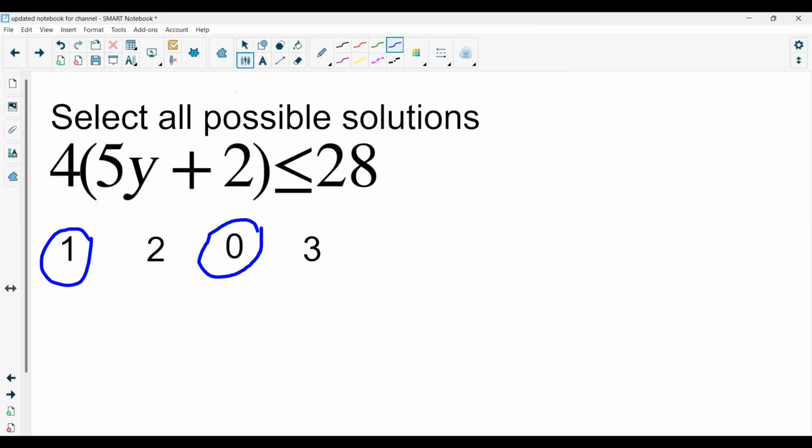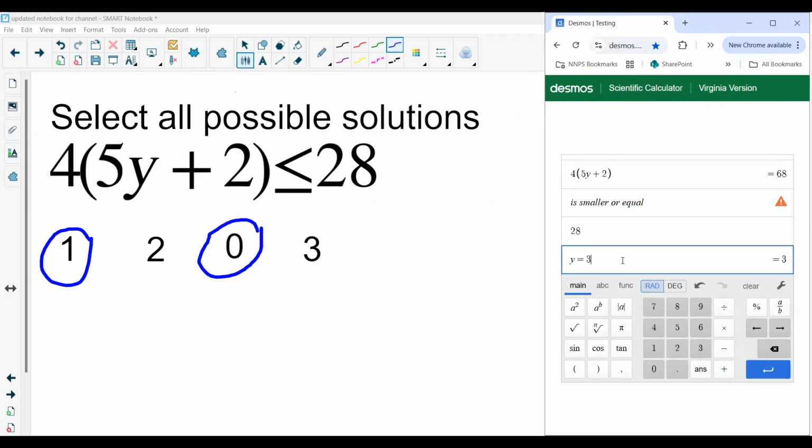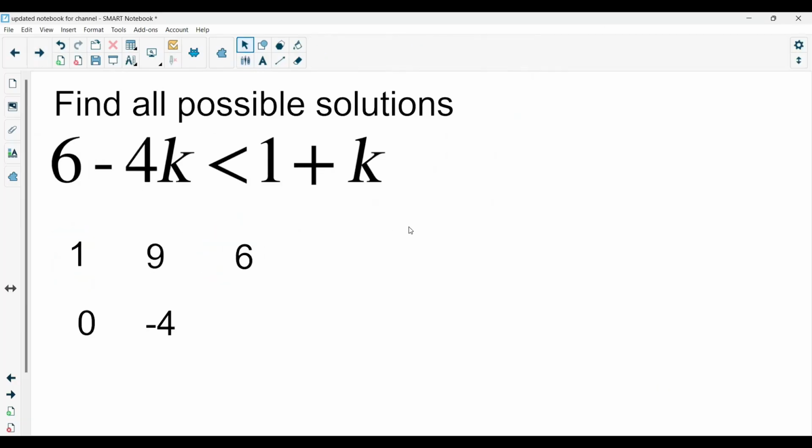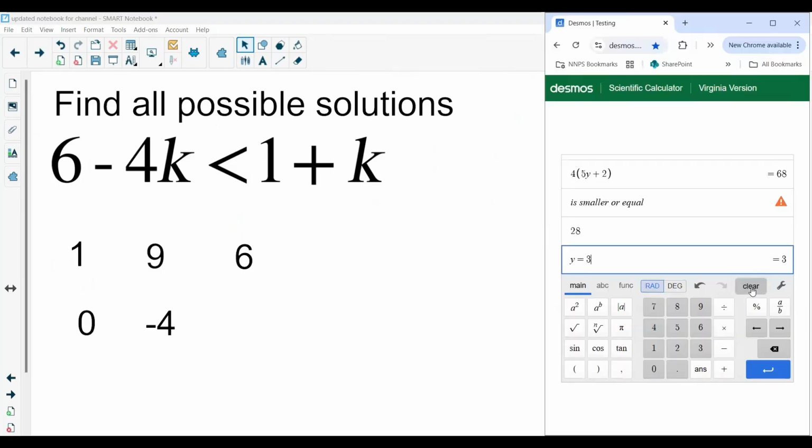And lastly, let's try number 3. 68. Is 68 smaller than 28? Nope. Is 68 equal to 28? Nope. So over here we have our two solutions and we are done with this. All right. Let's look at this one. This time we have variables on both sides, but we're still going to follow the same steps. We're going to clear out our calculators and do it like an equation.